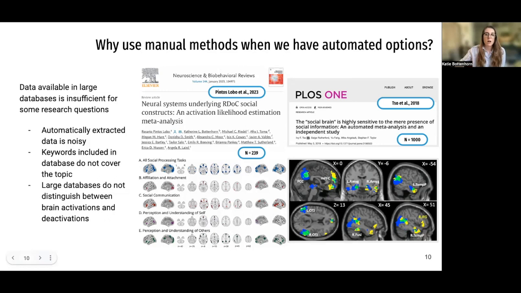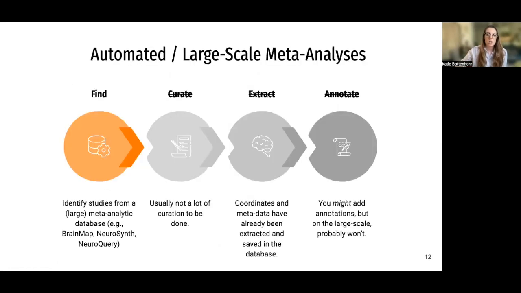And now let's talk about automated meta-analyses. So here, the main difference is that you get to skip a lot of steps. So when you're doing an automated or large-scale meta-analysis, you're going to be identifying studies from a meta-analytic database instead of a large publication database. And these neuroimaging-specific meta-analytic databases only include neuroimaging papers. So that cuts down a lot of time for the curation process and the extraction process. And in the case of an automated meta-analysis, you're probably not going to be doing a whole lot of annotation. So that's a lot of time saved.